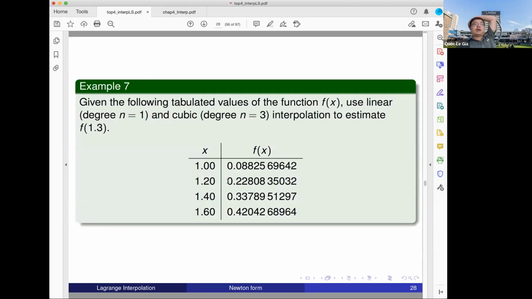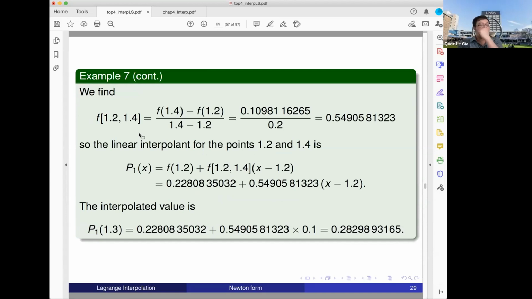So this one is another example. Suppose I have a function f, and I have some values of f of x, like this: 1, 1.2, 1.4, 1.6. Now use linear or cubic interpolation to estimate 1.3.